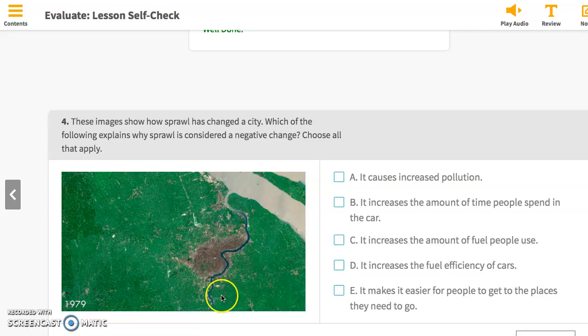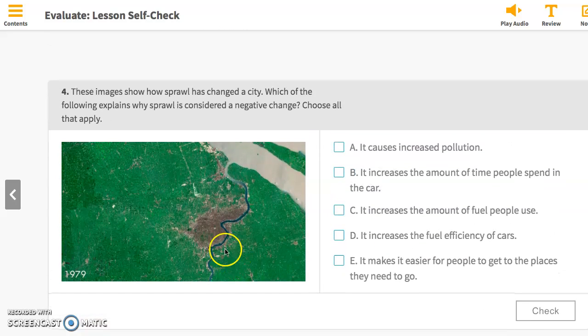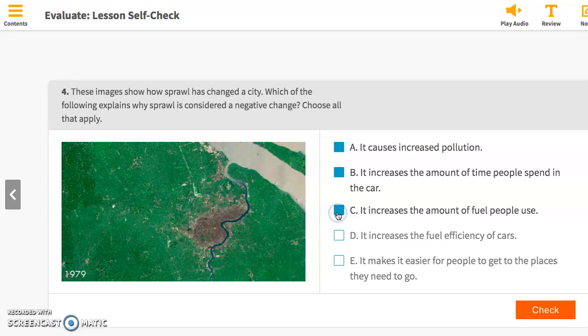Sprawl has changed the city. So in 1979, this was kind of what a big city would look like, and now it's way bigger, okay? Why is it a negative change if there's people all around here instead of just here? It increases pollution, kind of, yeah. It increases the amount of time people spend in the car. Yes, definitely increases that. Definitely increases pollution. It increases the amount of fuel people use. Yes, because if I live out here and you have to come visit me, it's going to take a lot longer and a lot more fuel.